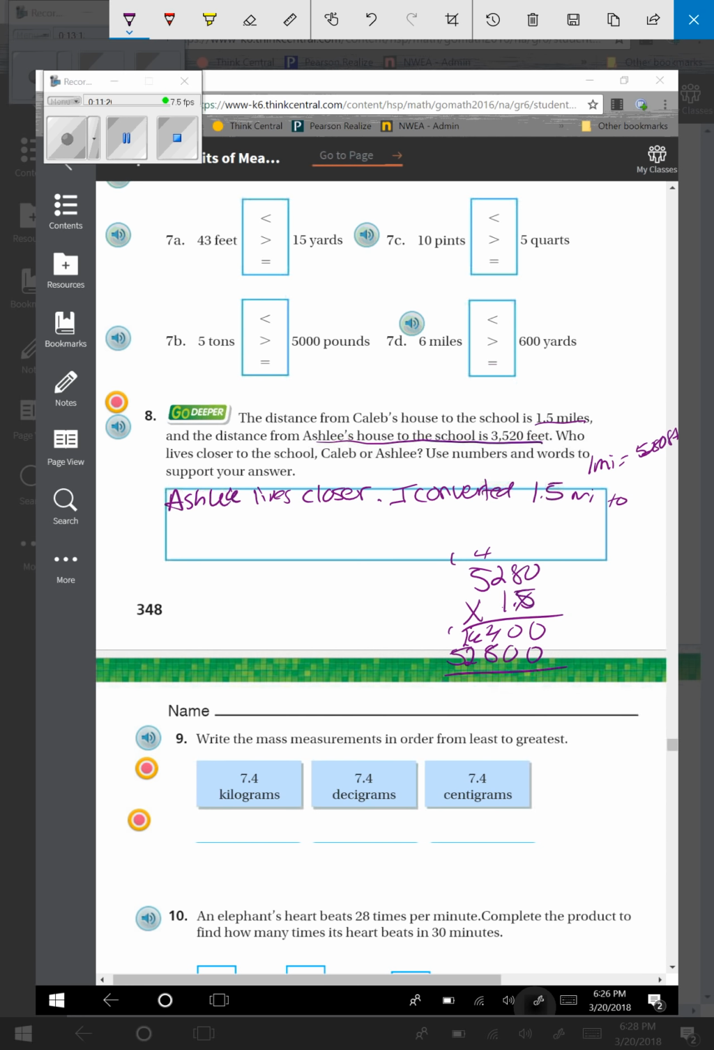7, 9, 2, 0, because we have to move the decimal place over 1. So then it'd be 7,920 feet. Then we compare that to the distance, 3,520 feet, which is shorter. So you need to explain to me that Ashley was closer and how you got that, which could have been different than the way that I just solved it.